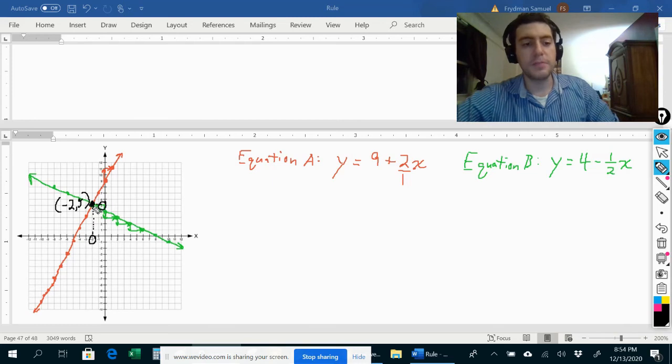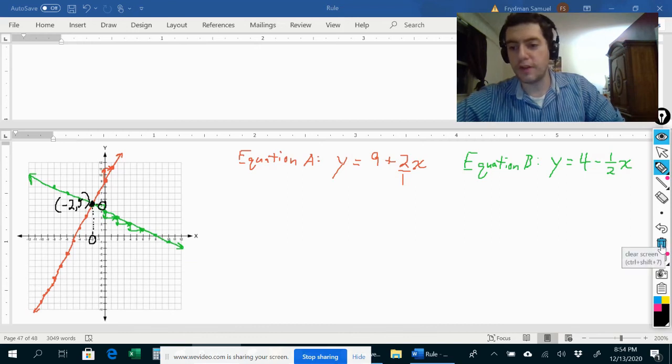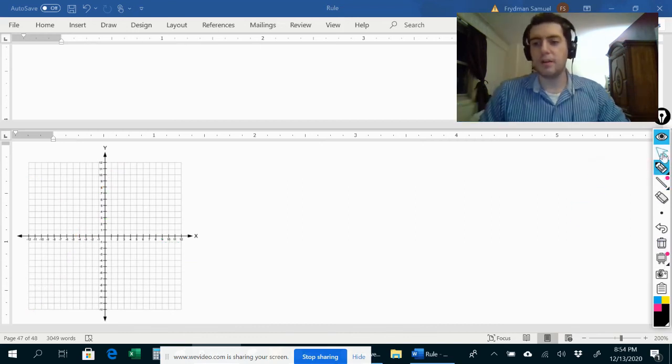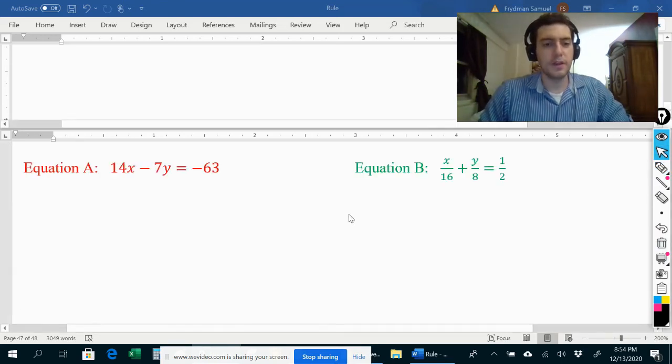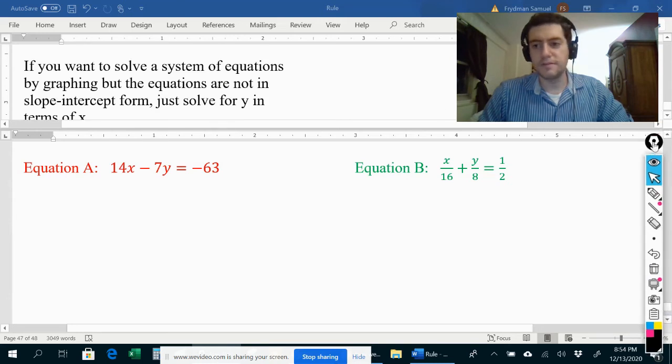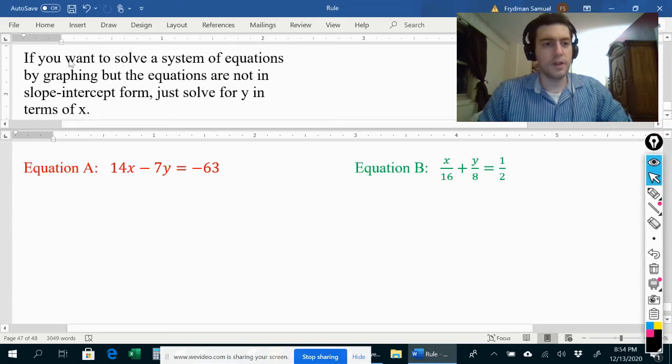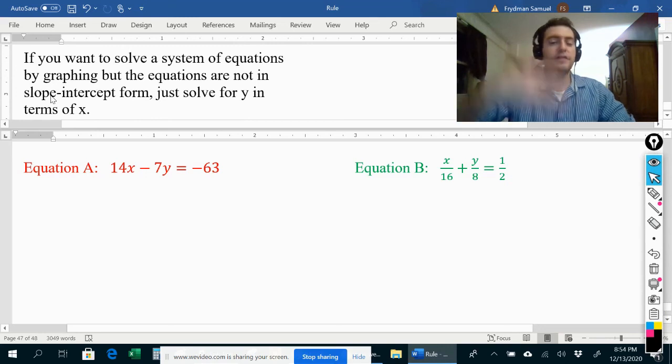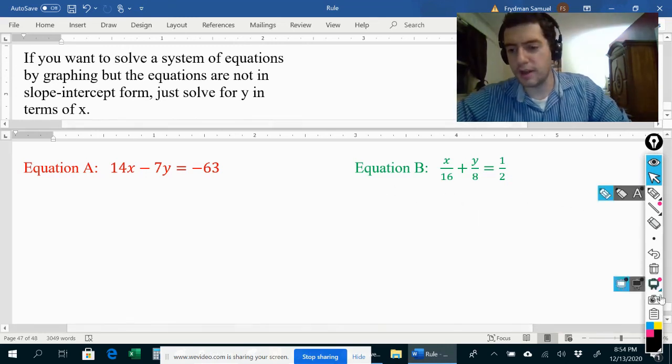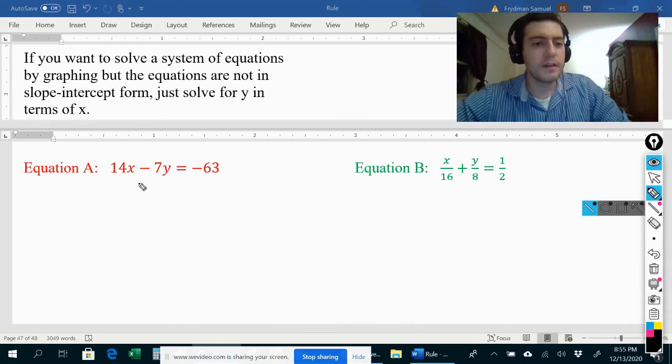Let's go ahead and plug these values for x and y into our original equations and see if this in fact is a solution to both of them. All right, so let's go back up here. Now I have to remember it was -2, 5. Remember that if you want to solve the system of equations by graphing, but the equation is not in slope-intercept form, just solve for y in terms of x. Okay, and then graph, and now we'll check to make sure that we got the right answer.